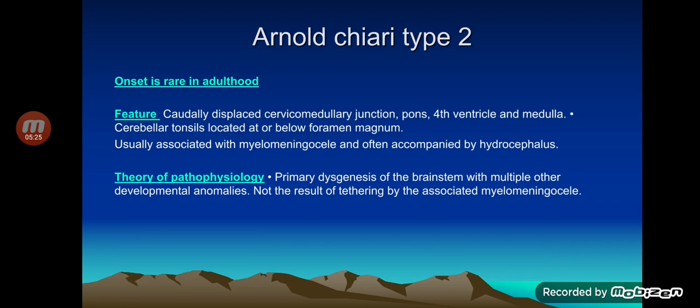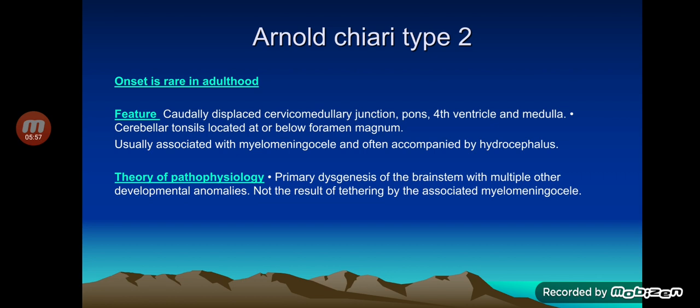Arnold-Chiari type 2, the onset of the symptoms in the adulthood is rare. The features are a caudal displacement of the craniomedullary junction, all together with the pons, the fourth ventricle, the medulla, cerebellar tonsils will be located at or below the foramen magnum. Usually Arnold-Chiari type 2 is associated with a myelomeningocele and is often accompanied by hydrocephalus.